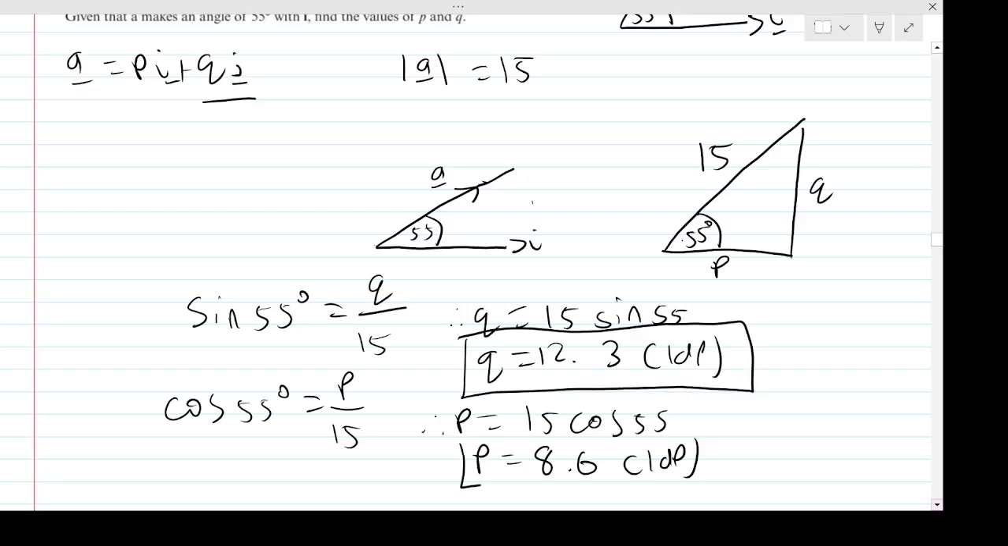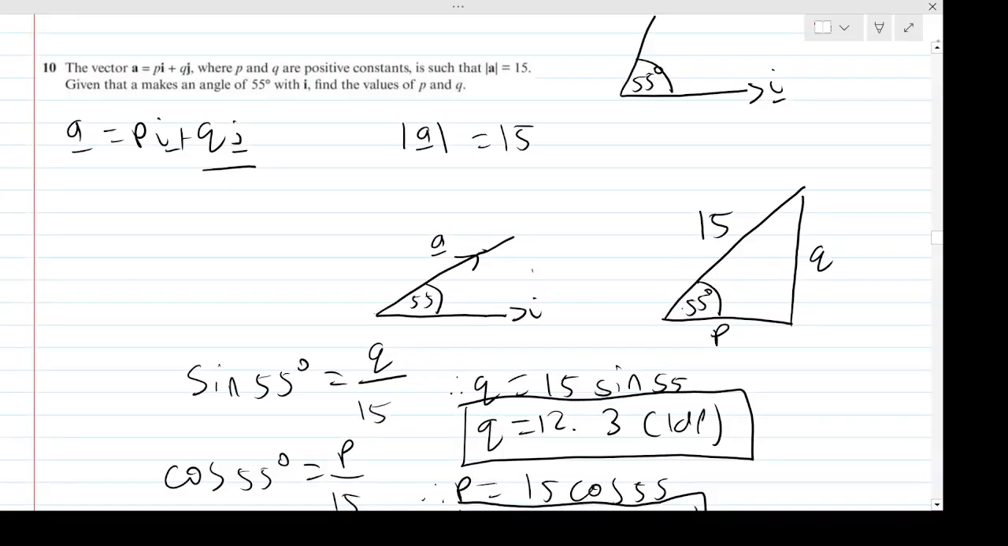So again, in this example, we were given the angle, which is the direction part, and we were given the length or the magnitude. From that, we can use SOHCAHTOA when we construct our triangle to find the actual vector, the PI and the QJ, the I and J part. And again, do not be discouraged if it says an angle with I. That effectively means the x-axis. And if it was with J, it would be the y-axis. So just pay attention to that.